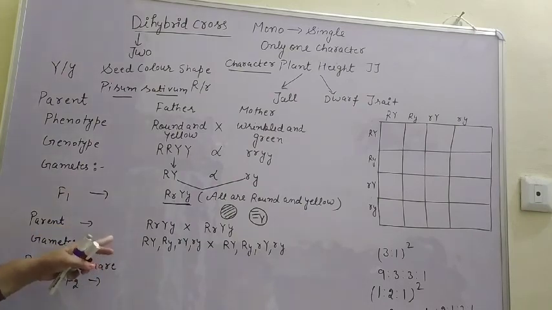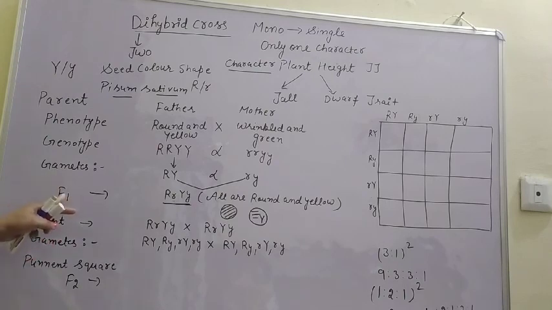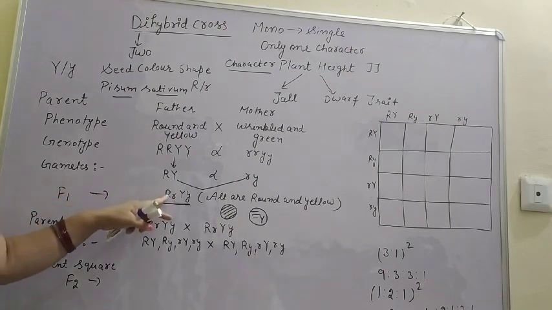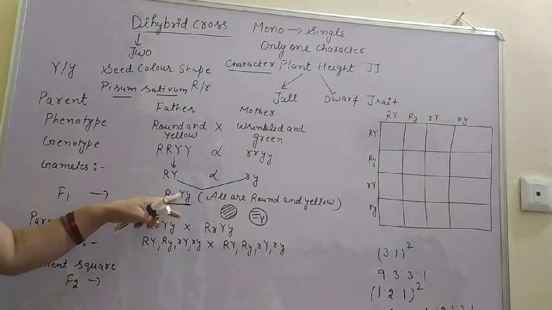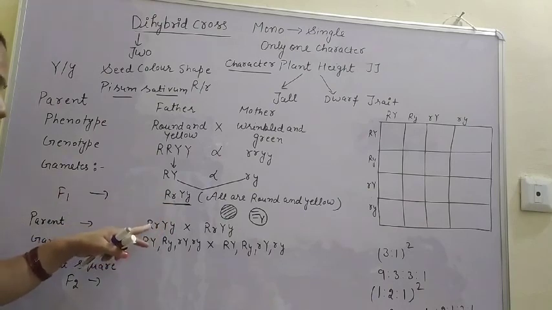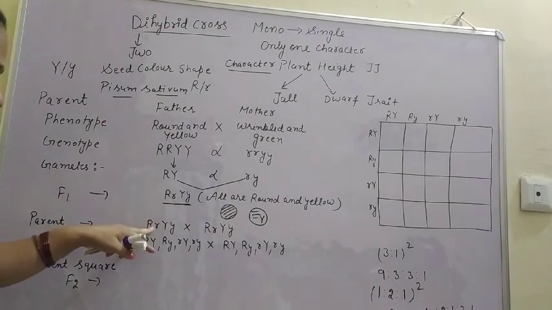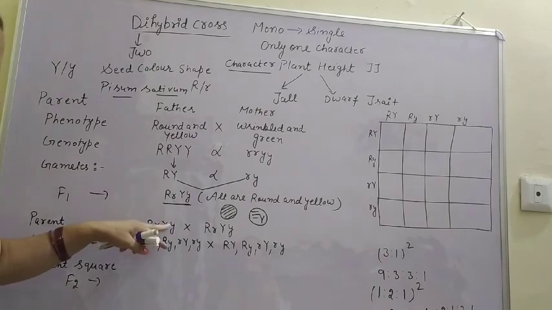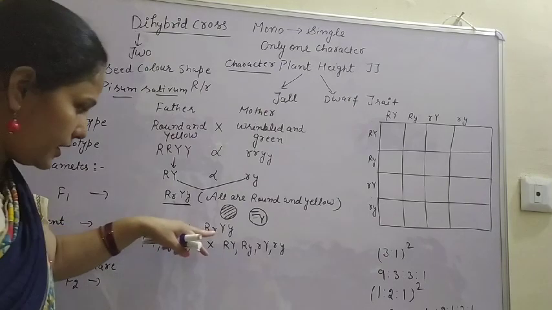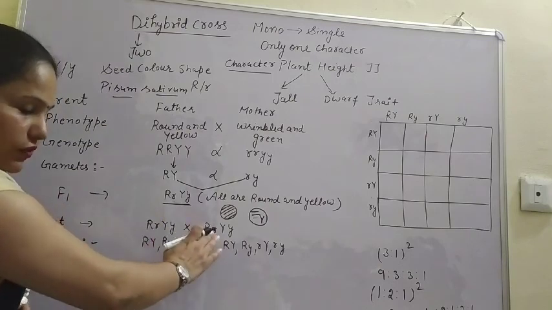For the F2 generation, firstly we have to take the parent. So the parent will be the F1 generation. The F1 progeny is capital R, small r, capital Y, small y. If we are doing selfing here, the parent is capital R, small r, capital Y, small y. Both the parents are the same. We are doing the selfing here.